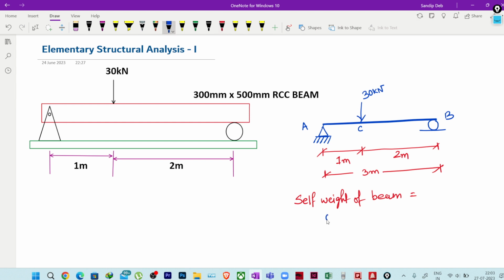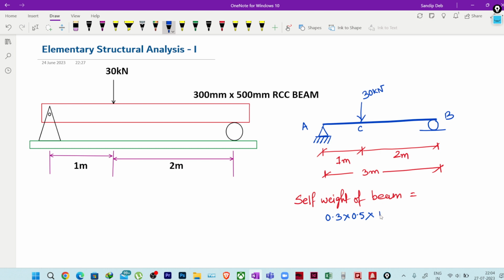So if I do it in meters, 0.3 meter means 300 mm, multiplied by 0.5 meter. So we get the area multiplied by length. So you can find it for the whole length, so we will get it in kilonewton, or you can find it for a per length load.